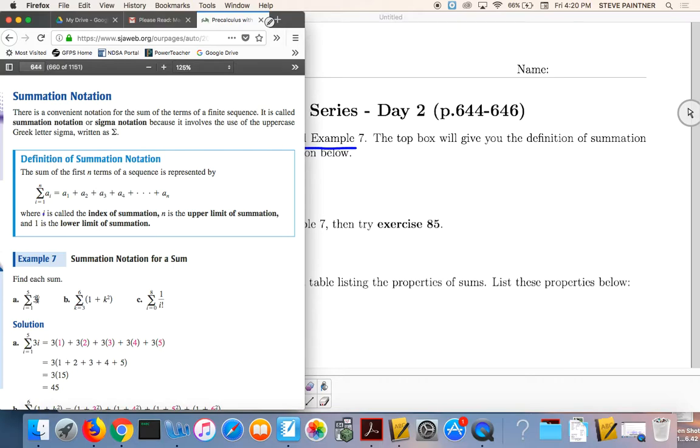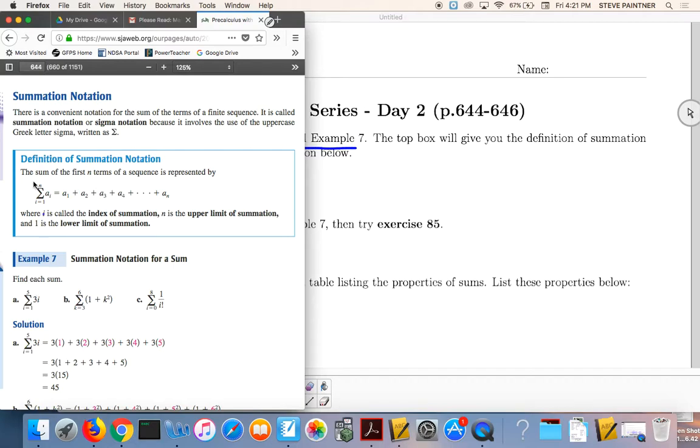So you might hear me refer to this as sigma notation because it involves the use of the uppercase Greek letter sigma, written as, well, you can see the symbol they use there. The sum of the first n terms of a sequence is represented by this symbol right here. So it's the uppercase sigma with, on the bottom, it says i equals 1, on the top it says n, and then a sub i on the right. What that bottom term tells you is at what term you're starting. So you can look on the right side and it says you're starting with the first term. a sub 1 is your first thing. And so that's why you have i equals 1 on the bottom.